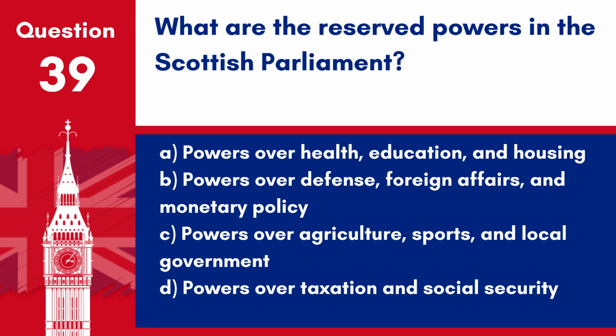A. Powers over health, education and housing. B. Powers over defence, foreign affairs and monetary policy. C. Powers over agriculture, sports and local government. D. Powers over taxation and social security. Answer: B. Powers over defence, foreign affairs and monetary policy. Reserved powers are those that the UK Parliament retains control over, even in devolved administrations like Scotland.